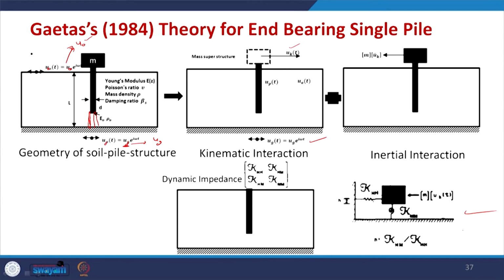And what are the spring constants? They are found using the analysis for dynamic impedance. For finding the dynamic impedances of a soil pile system, what is done? Number 1, you do not consider the inertial force or the mass on the top, and you apply the load at the pile head.